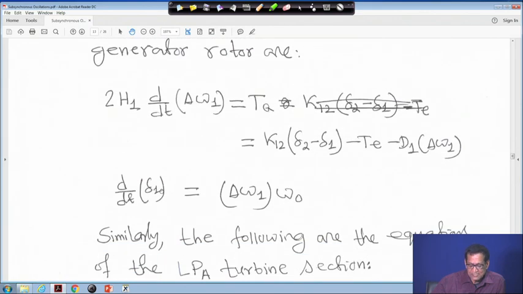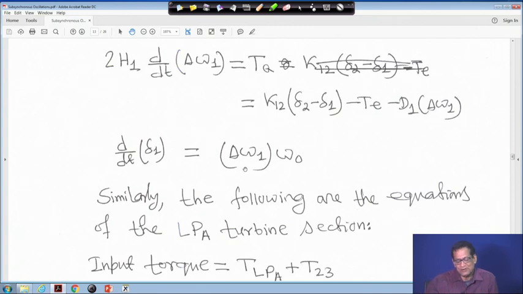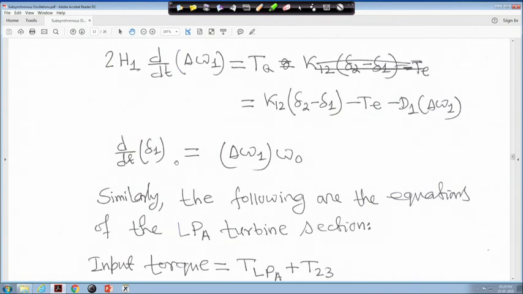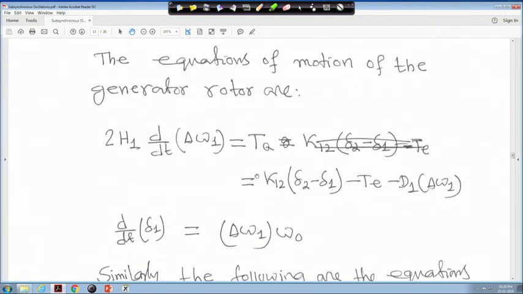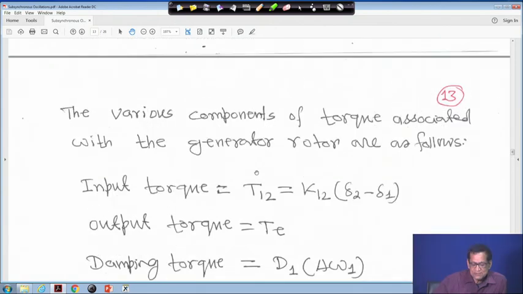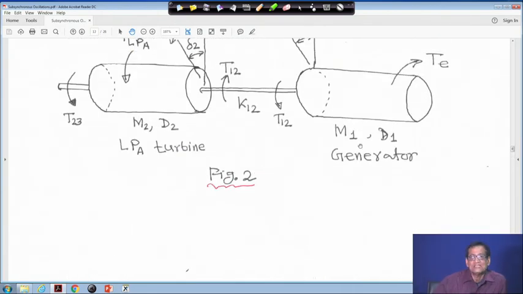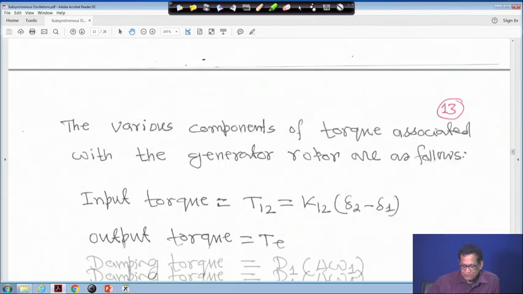Similarly, for d/dt of delta 1, this equation we have already seen before for the synchronous machine generator in the single machine infinite bus system. There we wrote d/dt of delta is equal to delta omega into omega 0, but here it is for generator section 1, so we write d/dt of delta 1 is equal to delta omega 1 into omega 0. So, this part is for the generator.